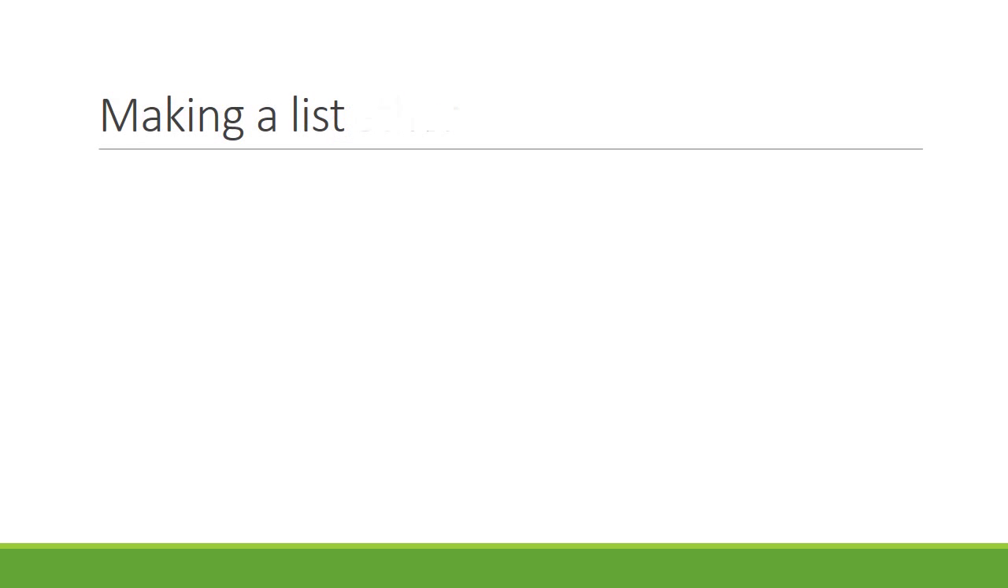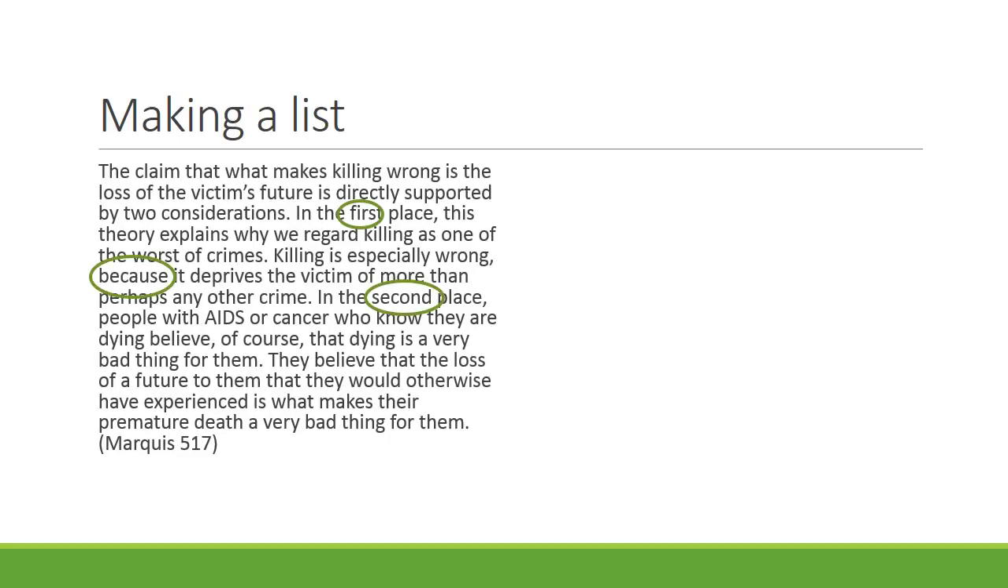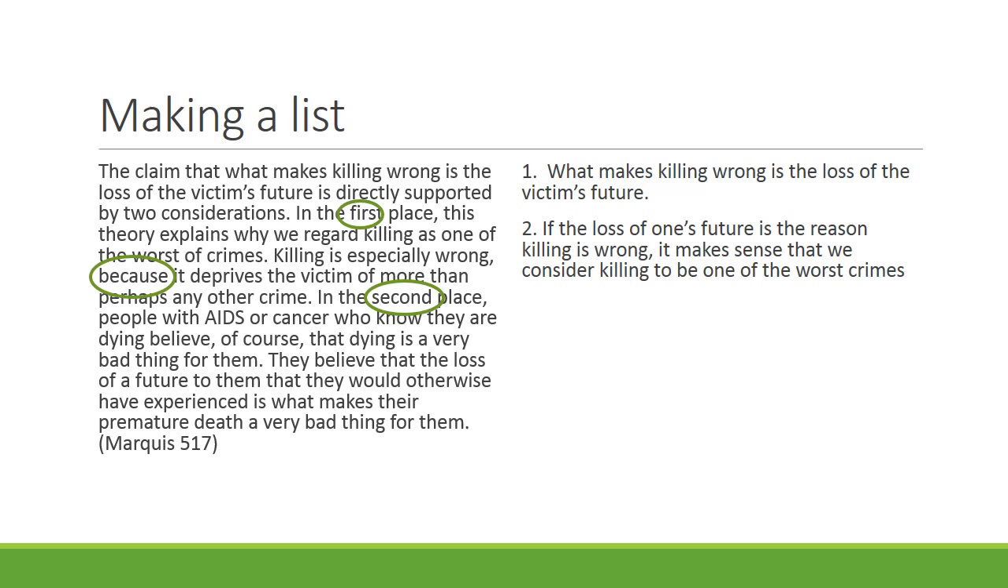Here's our argument. Premise indicator circled. Let's make our list. The first statement that's very important is the conclusion. What makes killing wrong is the loss of the victim's future. Next, I have my first main premise, that this theory that the loss of one's future is the reason that killing is wrong, is what makes sense of our moral intuition that killing is one of the worst crimes. Next, I'm told that killing deprives the victim of more than perhaps any other crime.